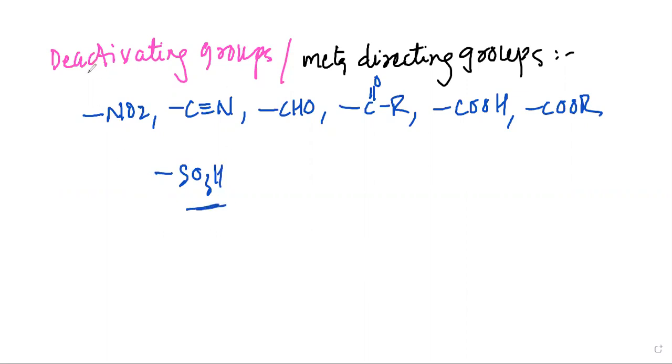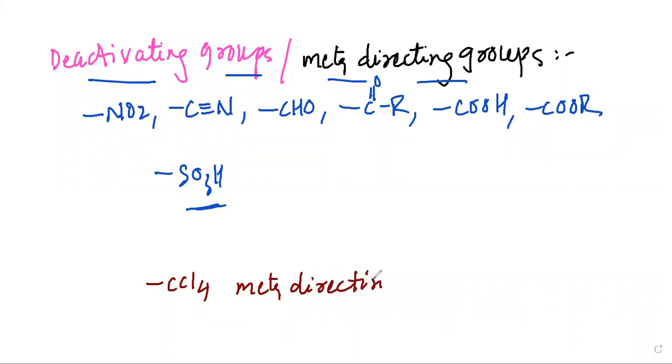So these all are the groups. They are the deactivating groups as well as the meta directing groups. So this is how, my dear students, we can easily understand about the meta directing group as well as the deactivating group. Just for your information, if there is CCl3 bonded to the benzene ring, it is also meta directing in nature. This is just an extra information that I would like to share with you.